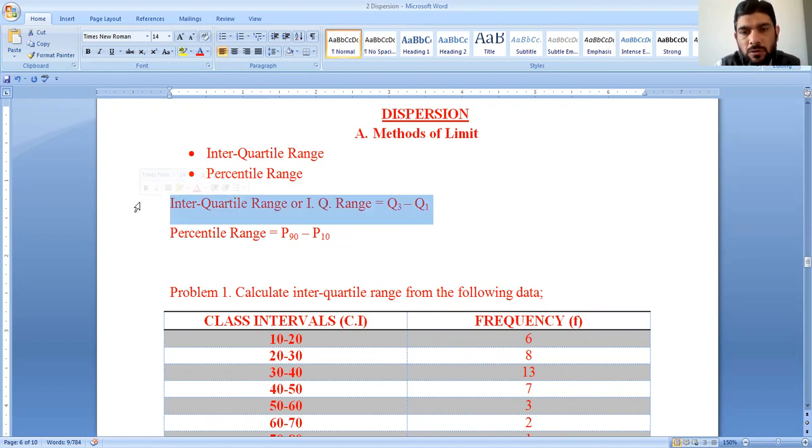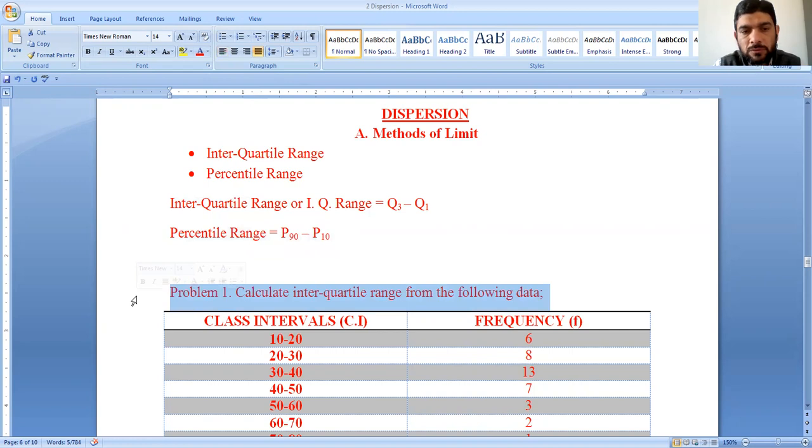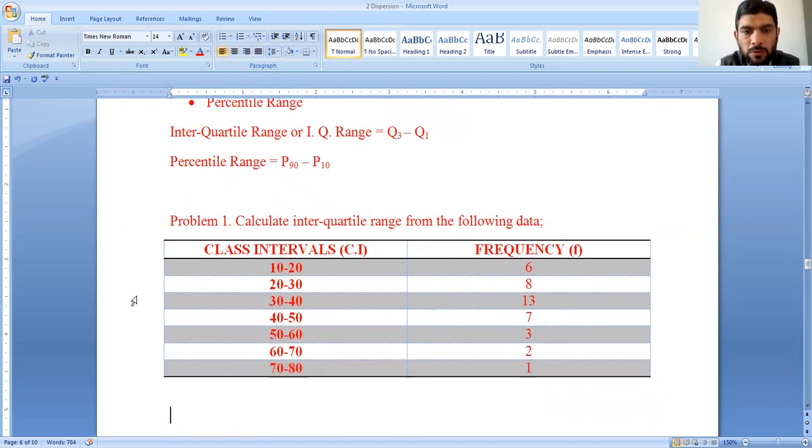Q3 is the upper quartile and Q1 is the lower quartile. In the same way, the percentile range is P90 minus P10. We have a question based on this topic. Problem number one: calculate the interquartile range from the following data.